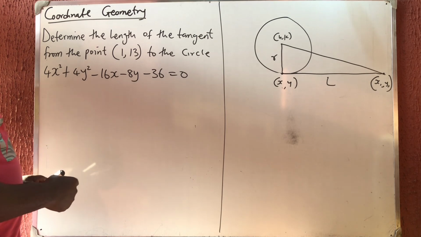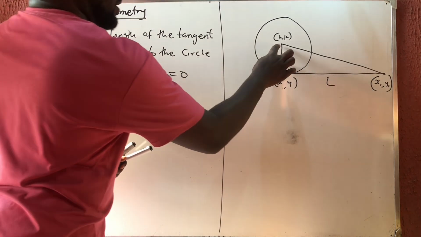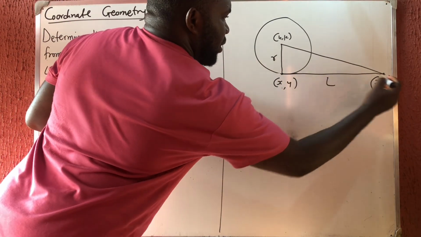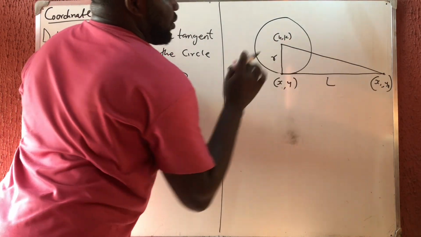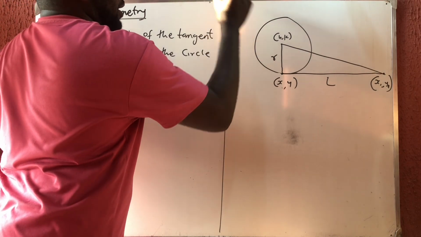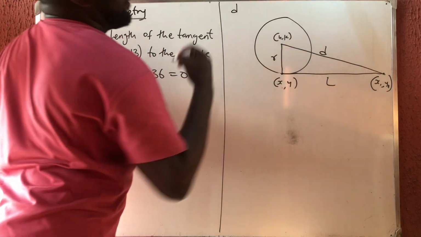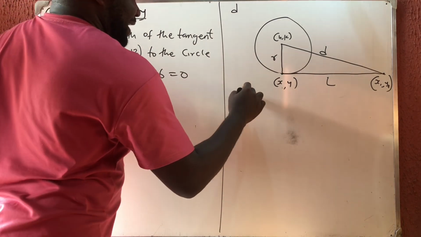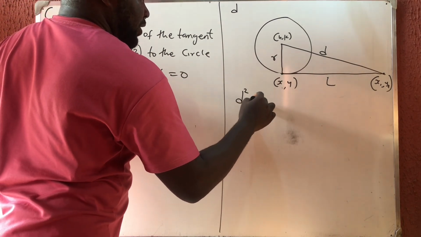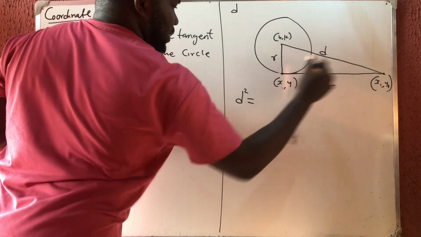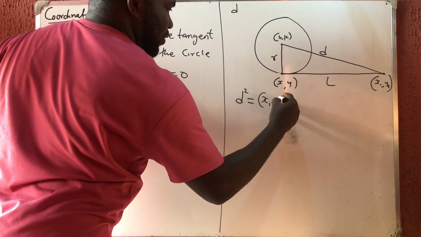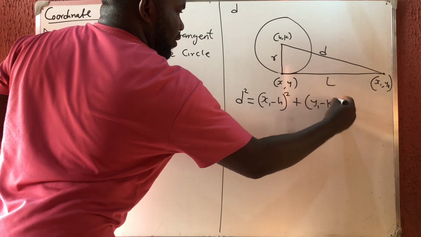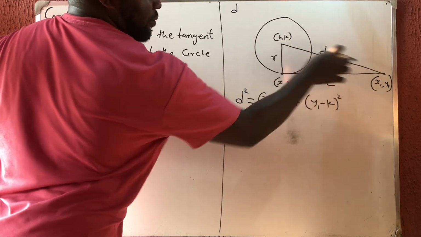Okay. Now having this, to find the distance from here to here, you know the distance between 2 points, let's call it D. Okay, let's call this place D. Now normally to get that distance D, you say D squared is equal to (x1 minus h) all squared plus (y1 minus k) all squared. This is the distance from here to here.